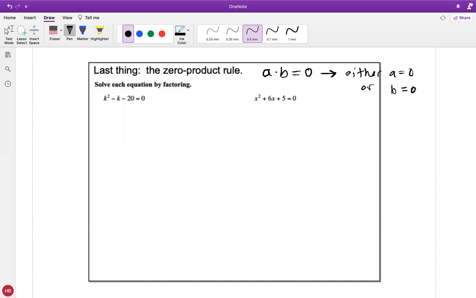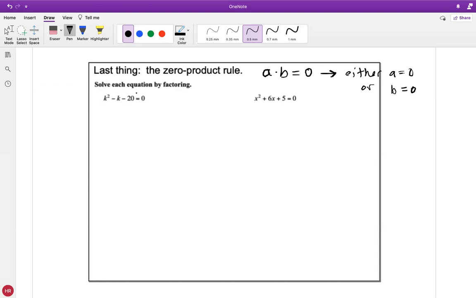You can think about that for a minute, but the only way to get a zero from a multiplication problem is for one of the two things to be zero. So this tells me if I have two things multiplied and it equals zero, then either the first one is zero or the second one is zero. And we're going to use that here to solve these equations.